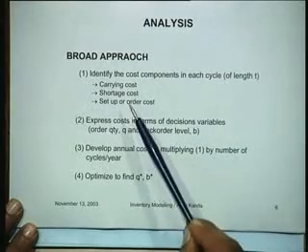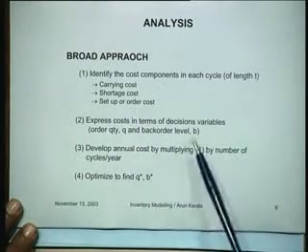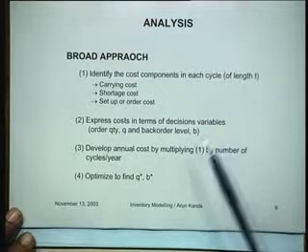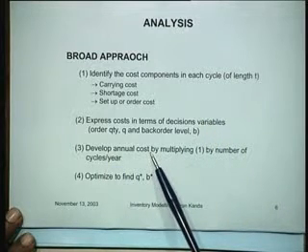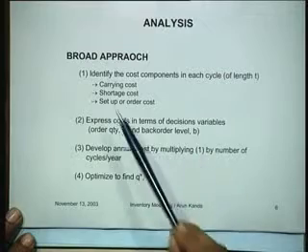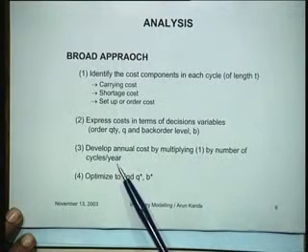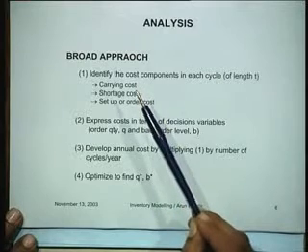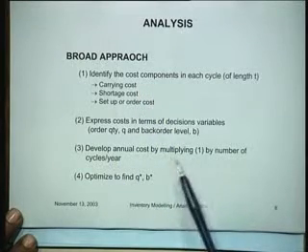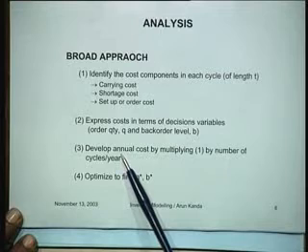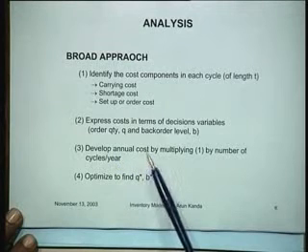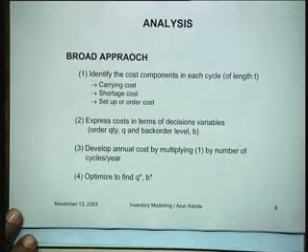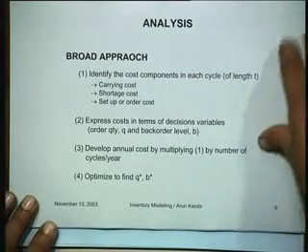So first know the costs, then express the costs in terms of Q and B by using simple geometrical relationships, and then develop an expression for the annual cost by multiplying it by the number of cycles per year. So this is the cost per cycle. Multiply this with the number of cycles per year, you will get the annual cost, which is this. And then from this particular expression, the total annual cost you have to optimize to find Q star and B star, which is the optimum lot size and the optimum back order quantity.